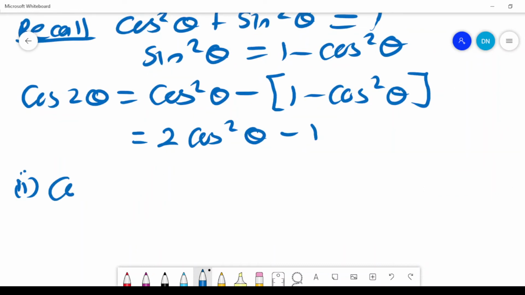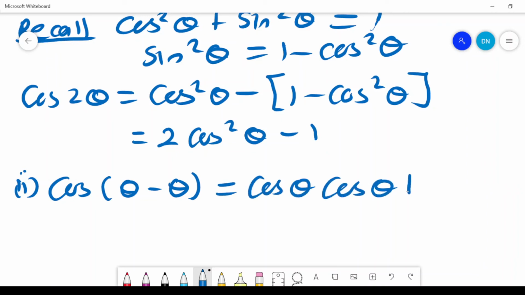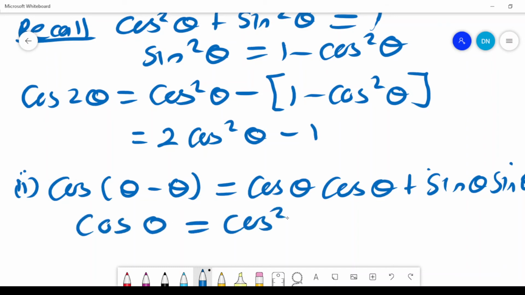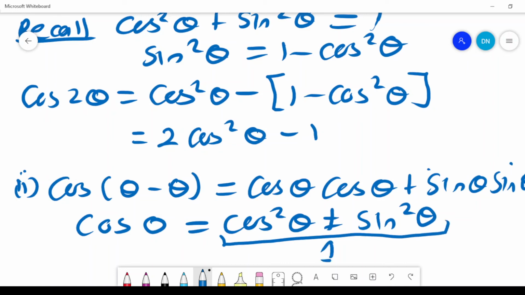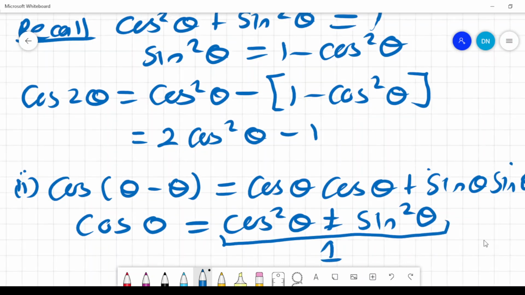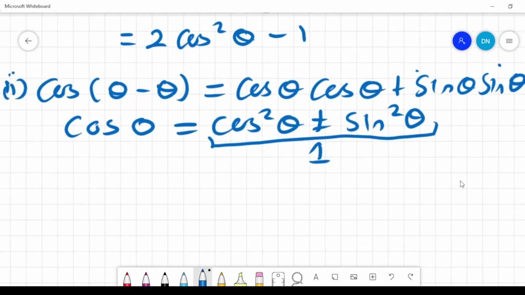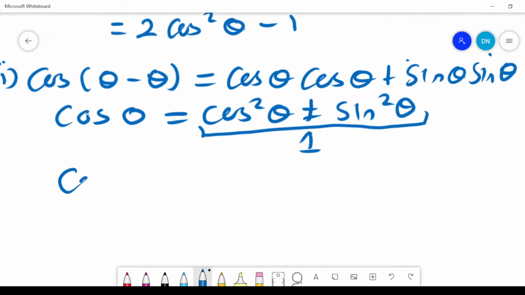To look at cos of theta minus theta, that is equal to cos theta cos theta plus sine theta sine theta. So we know cos of theta minus theta is cos of 0, which is equal to cos squared theta plus sine squared theta. What we know about this is that it is equal to 1. And that helps us to see that the cos of 0 is definitely equal to 1. Yes, so the cos of 0 should be equal to 1.